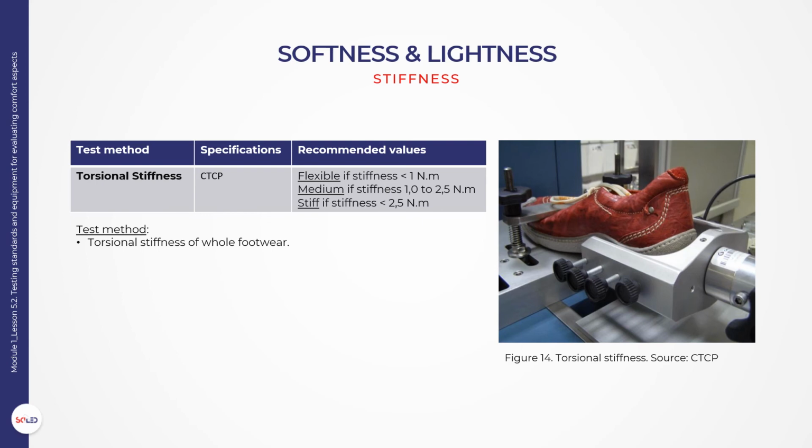The recommended values for torsional stiffness are as follows: classed as flexible if stiffness is less than 1 Nm, medium flexible if stiffness is between 1 and 2,5 Nm, and stiff if stiffness is greater than 2,5 Nm.